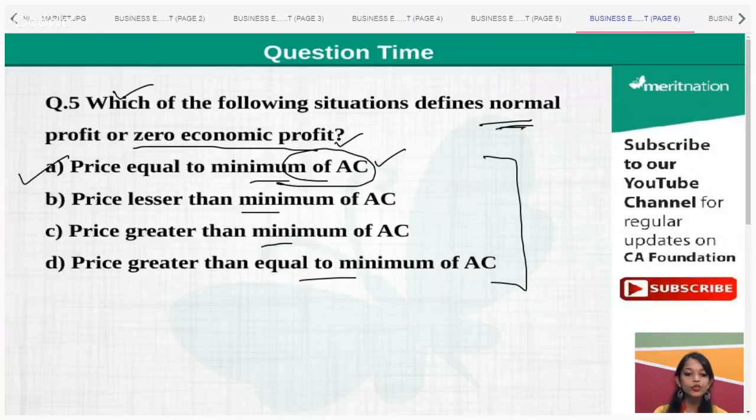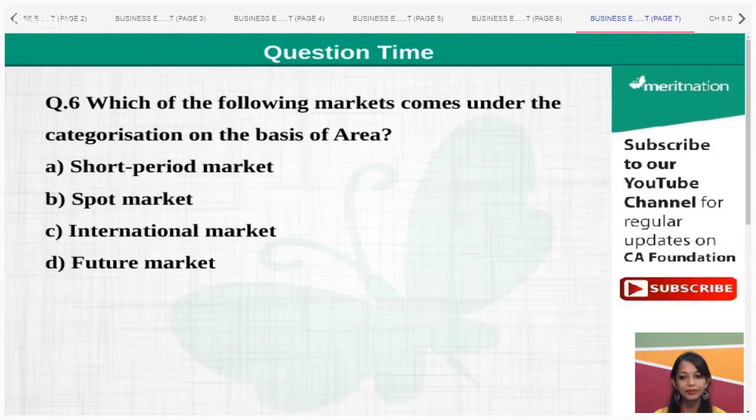I hope everyone knows what normal profit is, right? There is zero economic profit. It means the firm is neither earning abnormal profits, nor incurring abnormal losses. So that situation is normal profit, and it is attained when the price is exactly equal to your minimum of average cost. Awesome, guys. Correct answer again, Shruti, Komal. Absolutely correct. Okay. Next question.